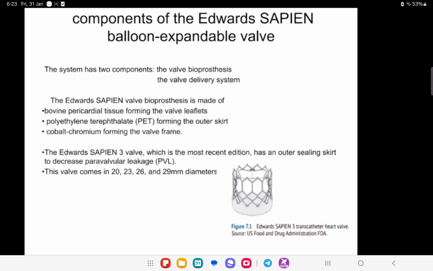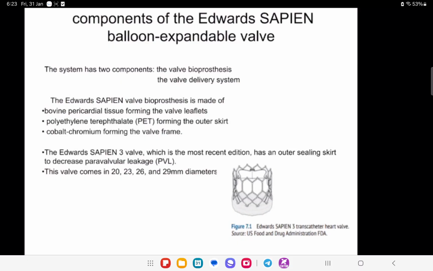The components of the Edwards Sapien balloon expandable valve. It has two components, the valve bioprosthesis and the valve delivery system. The Edwards Sapien valve is made up of bovine pericardial tissue forming the valve leaflets, polyethylene terephthalate forming the outer skirt, and cobalt chromium forming the valve frame.